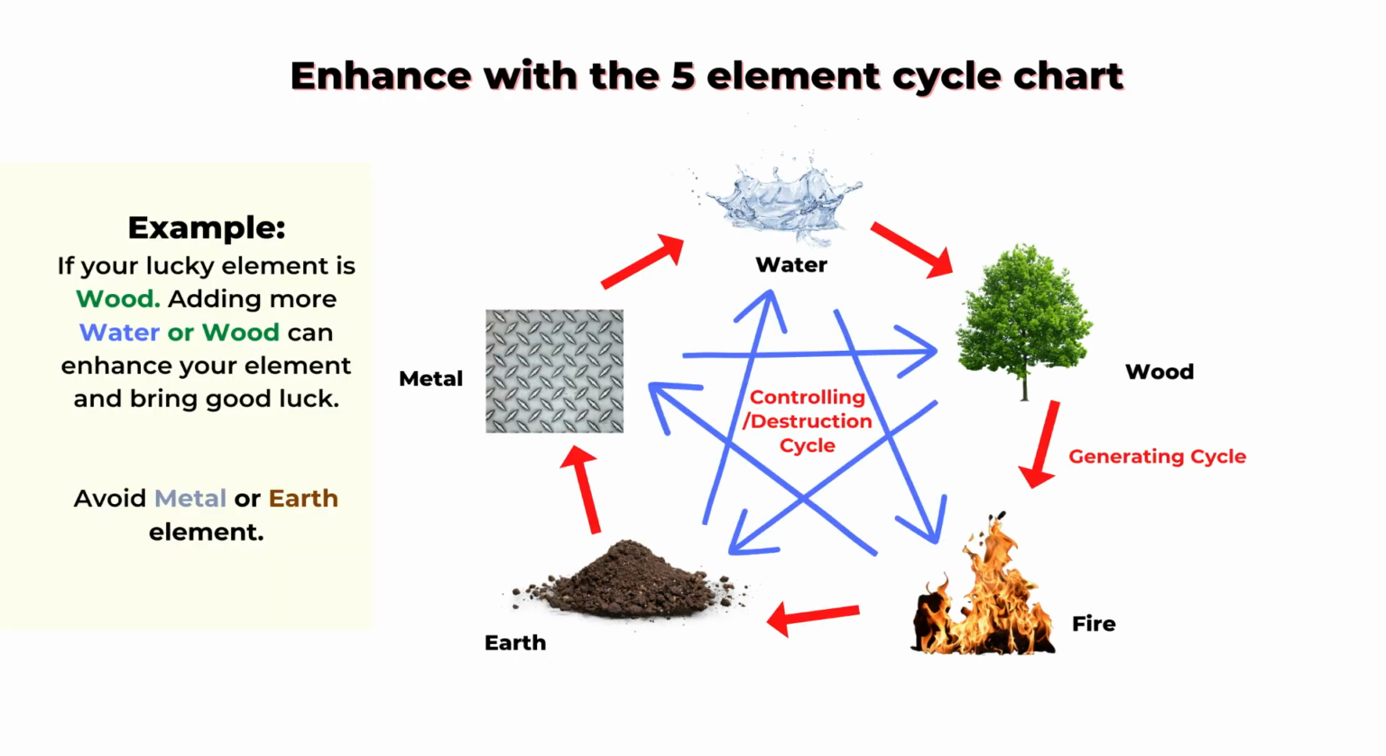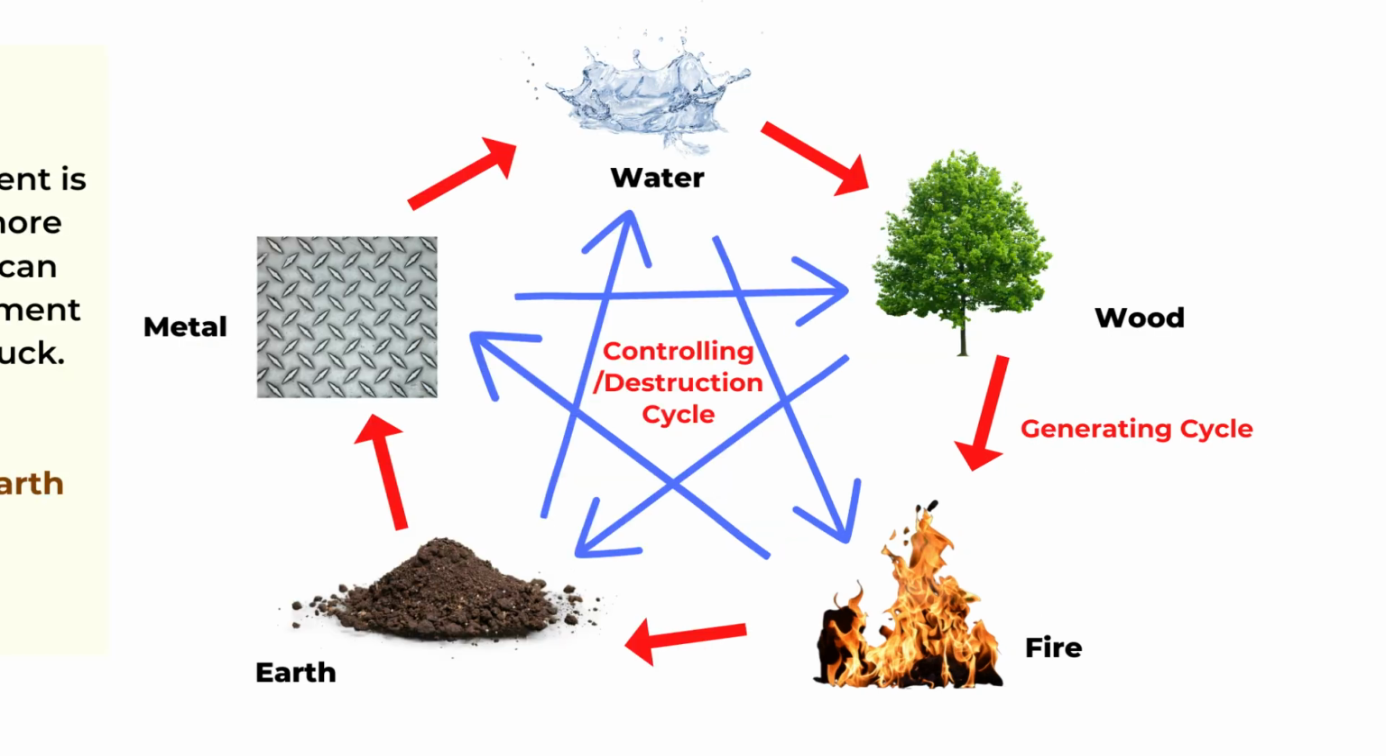And based on the 5 element cycle chart here, you can enhance your lucky element. So basically, the water generates wood, wood generates fire, fire generates earth, earth generates metal, and metal generates water. So those are enhancing cycles. And the other cycle is called the controlling cycle or the destructing cycle. The water can control fire, and fire can control metal. The metal can control wood, and wood can control the earth.